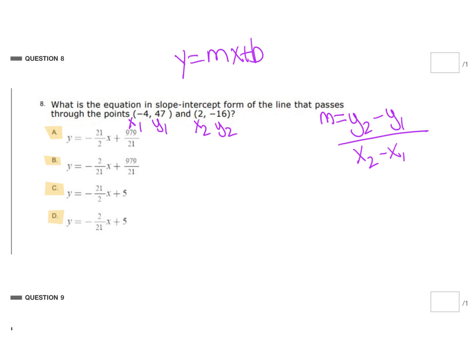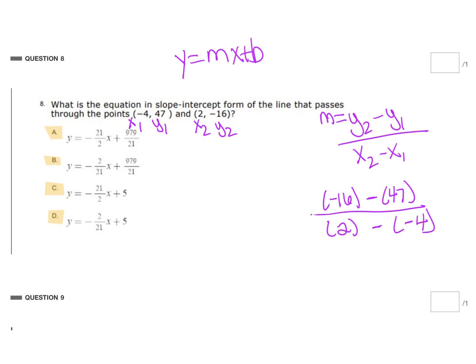Because I have negatives, I'm going to use my parentheses. I'm going to capture that negative. So I have negative 16 minus my y1, which is positive 47. I'll go ahead and put that in parentheses too. It does not hurt. All over my x2, which is 2, minus my x1, which is negative 4. And then, you know what, I'm going to tell you what to do. You're just going to plug this into Desmos. We do not do any of this by hand.